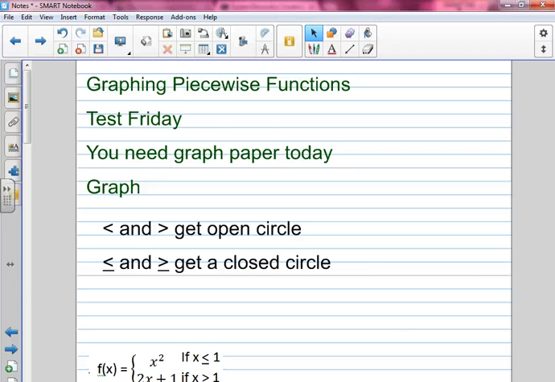Okay, today we're going to be learning how to graph piecewise functions. And you do have a test on Friday, so make sure you're ready for that. You do need graph paper.